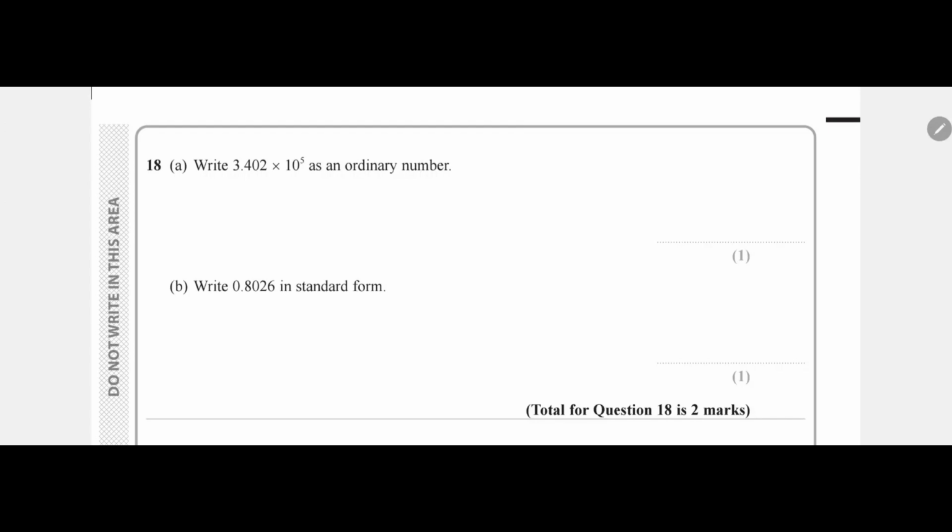Question 18a is asking us to write 3.402 times 10 to the power of 5 as an ordinary number. Well, we can see that the index for the 10 is a positive number, and so we're going to move the decimal place to the right. So we have 3.402, and we're going to move it to the right 5 places. That's 1, 2, 3, 4, 5. And we fill in the gaps with zeros, and that gives us a number of 340,200.